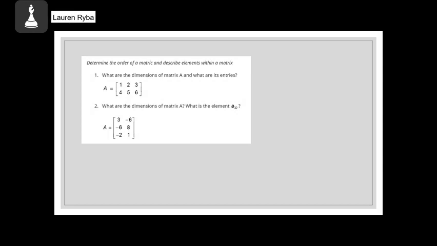So this first matrix A, we have the elements 1, 2, 3, and then 4, 5, 6. We want to describe its dimensions first. So if we look at it, there are 2 rows, and then there are 1, 2, 3 columns. So the dimensions of matrix A is a 2 by 3. The next thing they want us to do is list all of the entries. So A1,1, that's the first row, first column, is element 1. Then A1,2, first row, second column, is 2. A1,3, first row, third column, is 3.